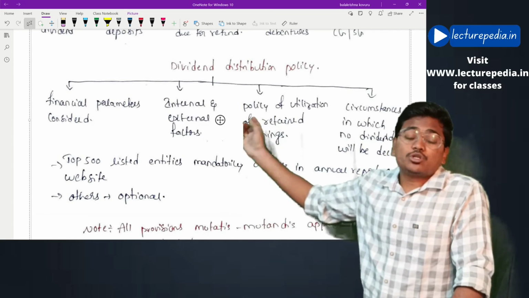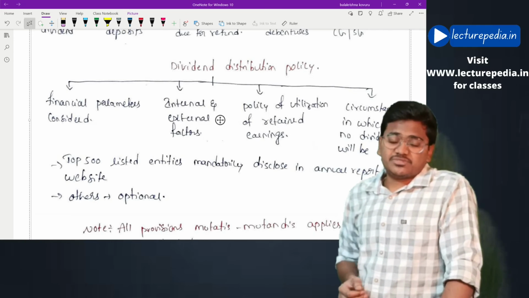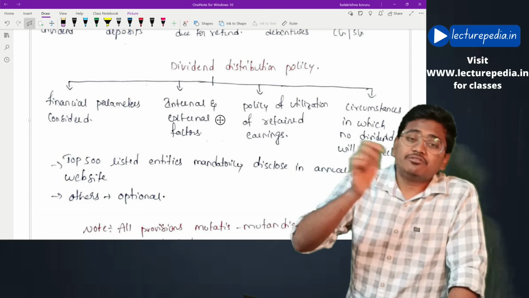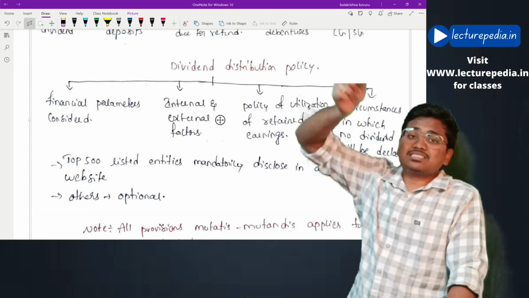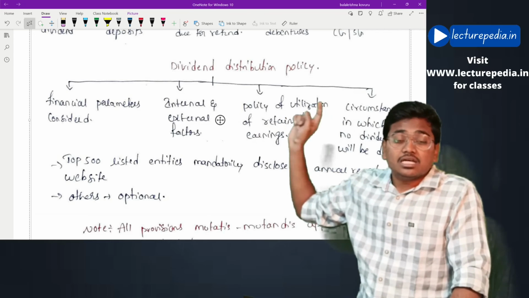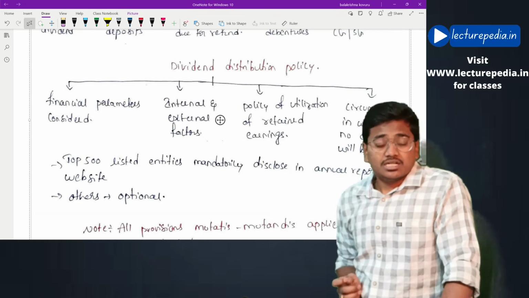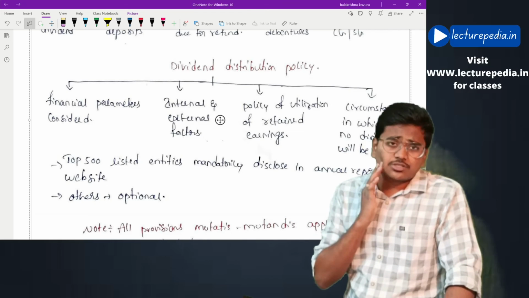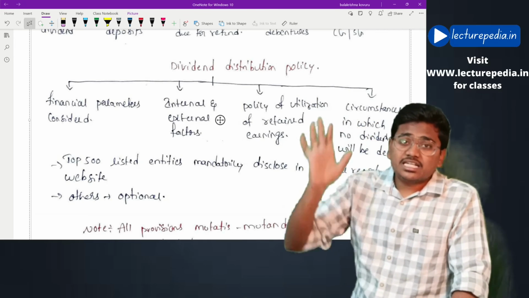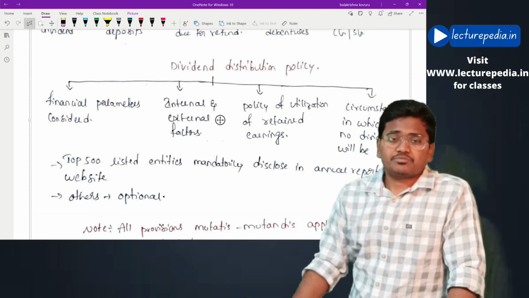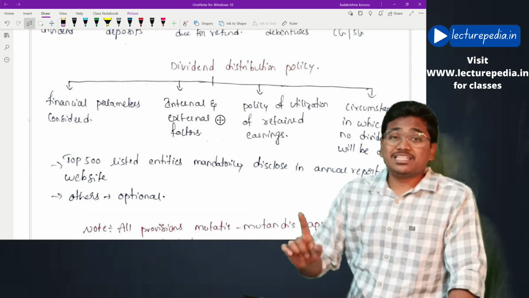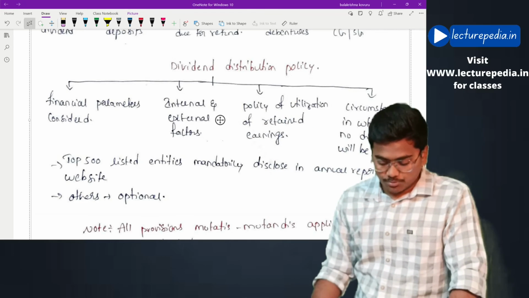And the policy of utilization of retained earnings. That means in which situations the dividend will be declared from the reserves and surplus balance. Even that will be mentioned in the dividend distribution policy. And circumstances in which no dividend will be declared. What will be the situations in which the company will not declare any dividend to the shareholders? Even those situations will be listed in this dividend distribution policy.